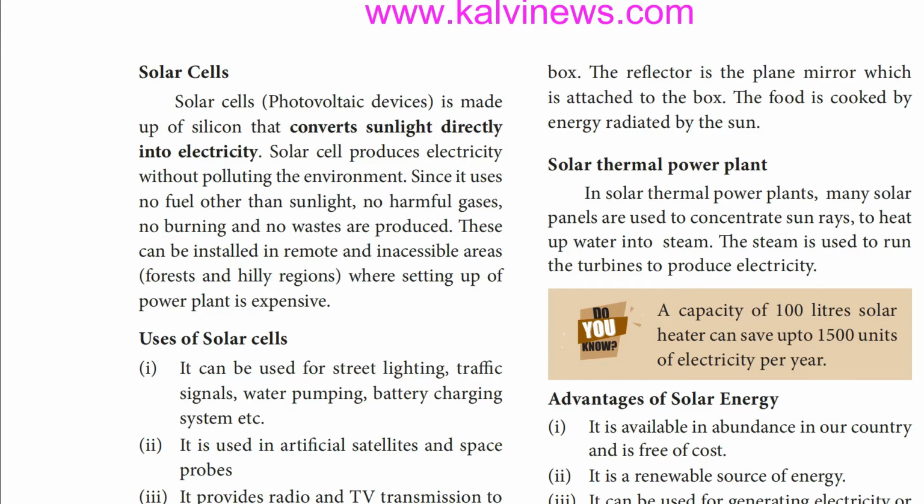Solar thermal power plant. In a solar thermal power plant, many solar panels are used to concentrate a large amount of sun rays to heat up water, and this water is converted into steam, and the steam is used to run the turbines to produce electricity.